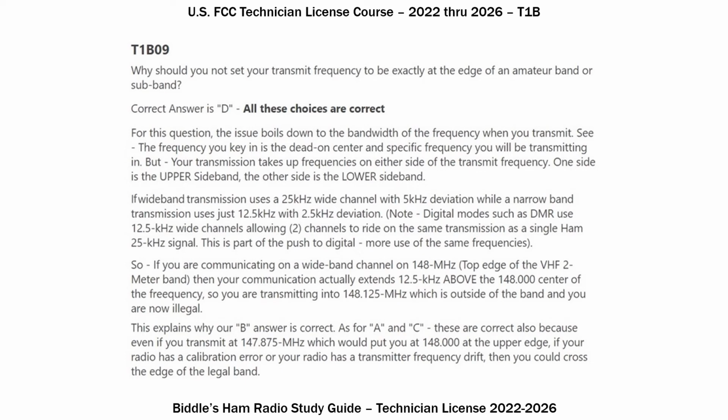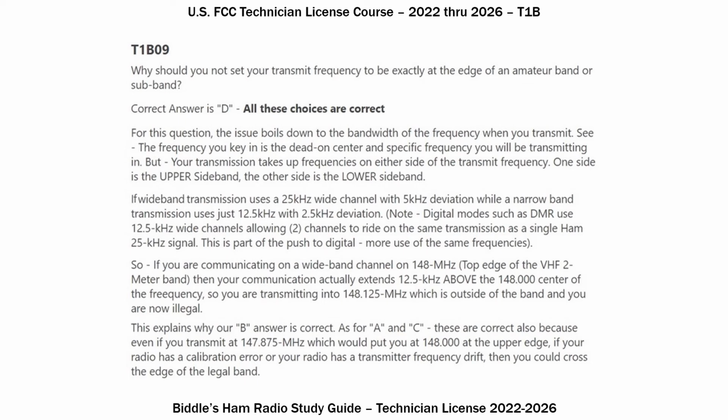So if you're communicating on a wideband channel on 148 megahertz, which is the top edge of the VHF 2-meter band, then your communication actually is going to extend 12.5 kilohertz above 148.0, the center of the frequency. So you are transmitting into 148.125 megahertz, which is outside of the band, and you are now illegal. This explains why answer B is correct.